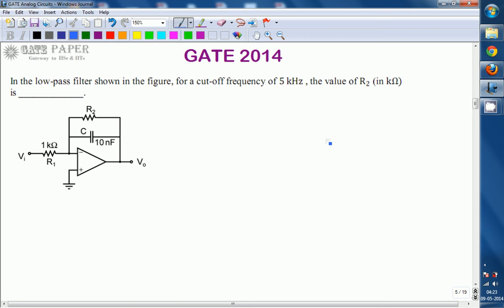So first of all we should know what is meant by a low pass filter and how we get the transfer function from it. From that we can calculate the R2 value by substituting the frequency.